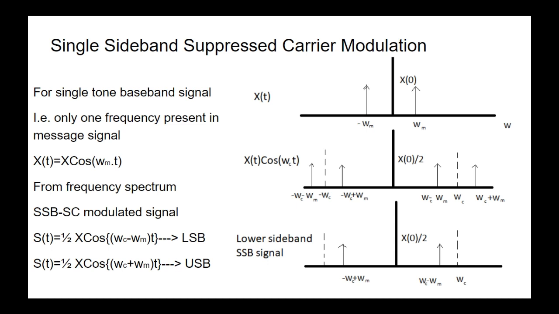The frequency domain of x(t) is given by the first figure, the upper one, where we have two impulses at minus ω_m and at plus ω_m. And when we perform double sideband suppressed carrier modulation on this, we will get the frequency spectrum as shown in the middle figure, x(t) cos ω_c t, that is double sideband suppressed carrier modulation. We will get two impulses around the carrier frequency. One is at ω_c minus ω_m and another one is at ω_c plus ω_m.